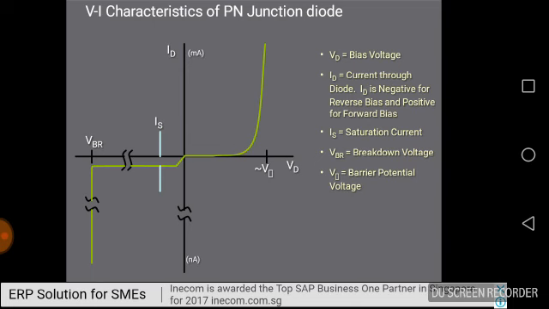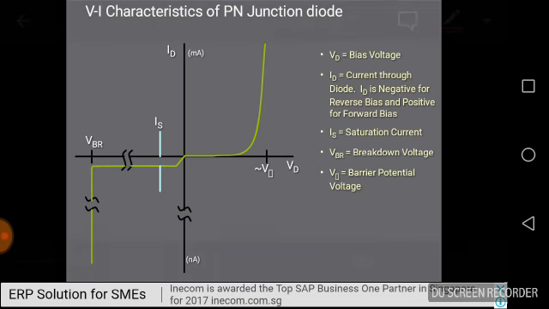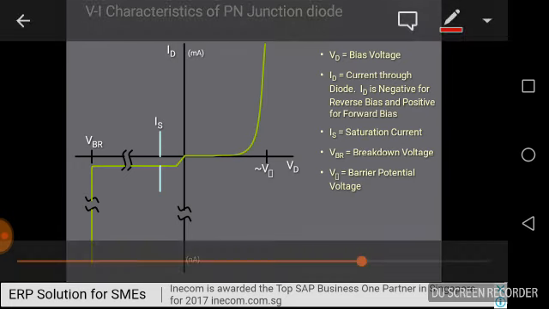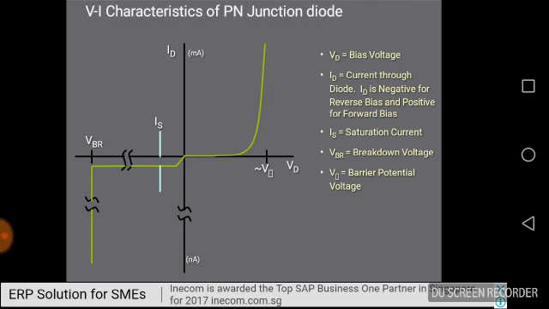Some diodes can be operated in the breakdown region, but we need to be very careful, because sometimes it can damage the device itself, right? So as a summary of this VI characteristics, the first quadrant is the forward bias characteristics and the third quadrant is the reverse bias characteristics. Now let us see how the diode current equation can be constituted.